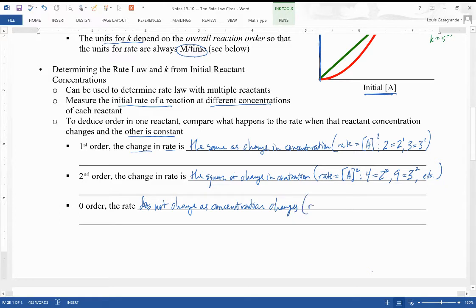And so the rate is going to equal x to the 0 power. And so x to the 0 power is always 1. So the rate is going to stay the same if we double the concentration or triple the concentration. The rate is always going to stay the same. So that 1, that 4, and that 2, those are the relative changes. And we'll see how that works in the next example.